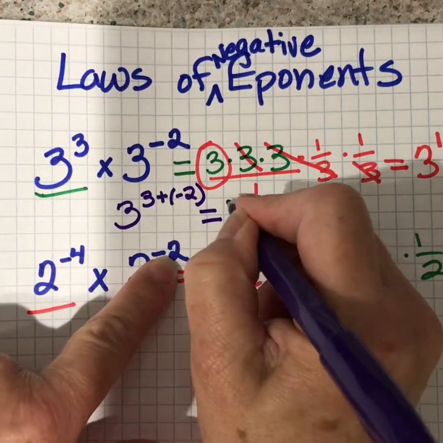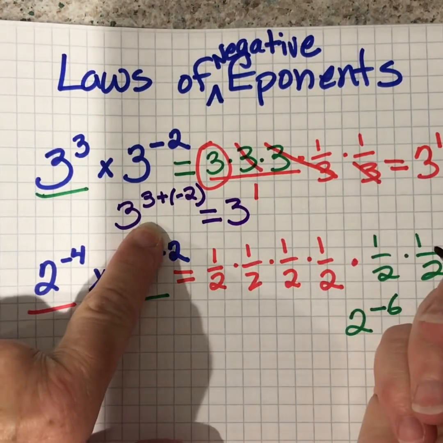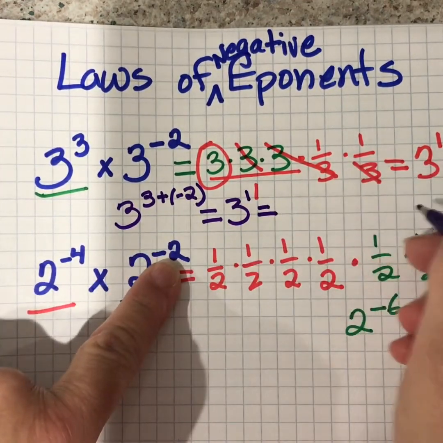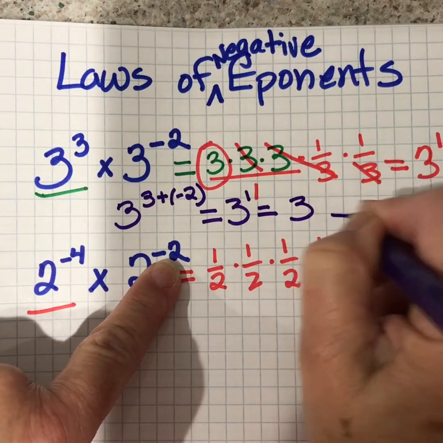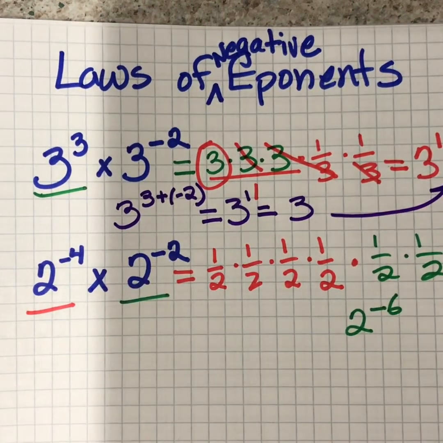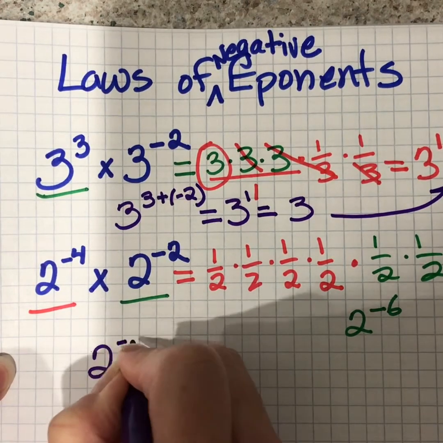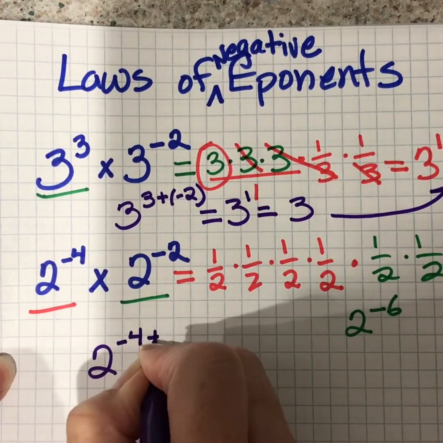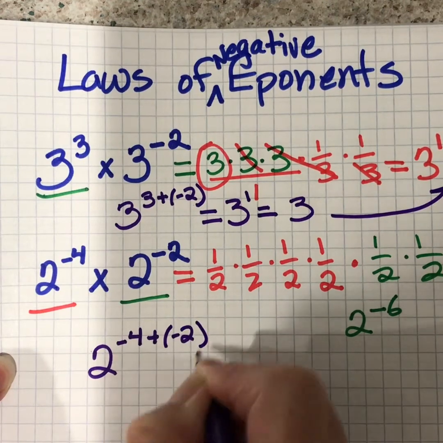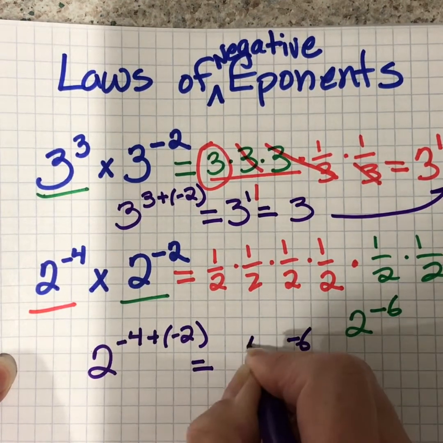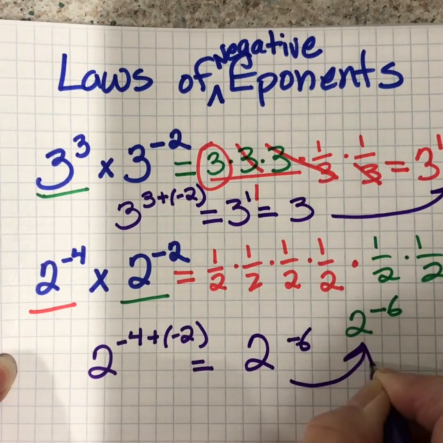Well, we got 3 as our base. 3 plus negative 2 equals 1. And indeed, that's what we got: 3 to the 1, or 3. In the second example, we have 2 as our base, and we add the exponents, so negative 4 plus negative 2. Negative 4 plus negative 2 is negative 6, so we have 2 to the negative 6th power.